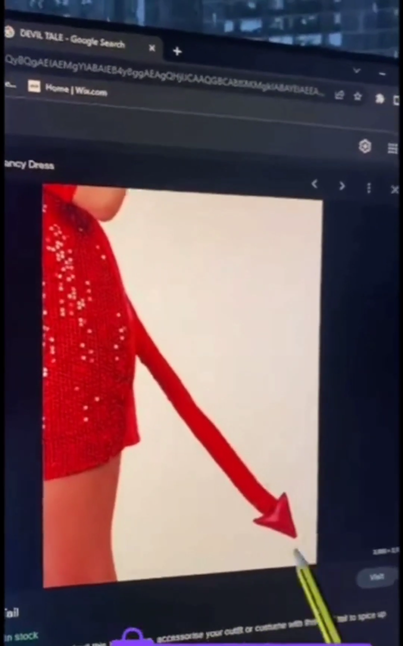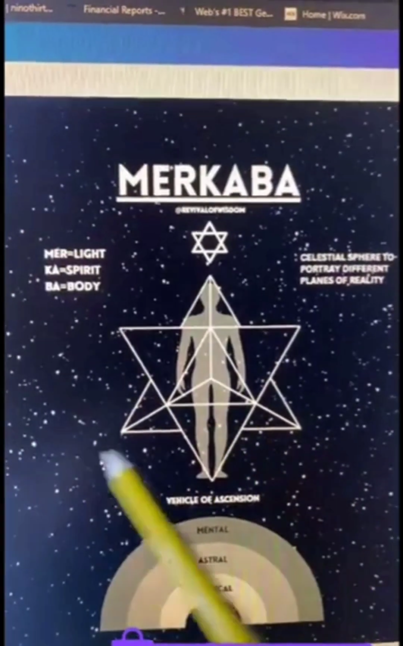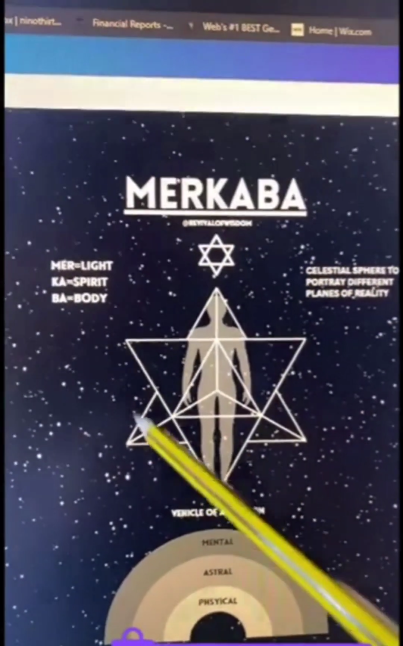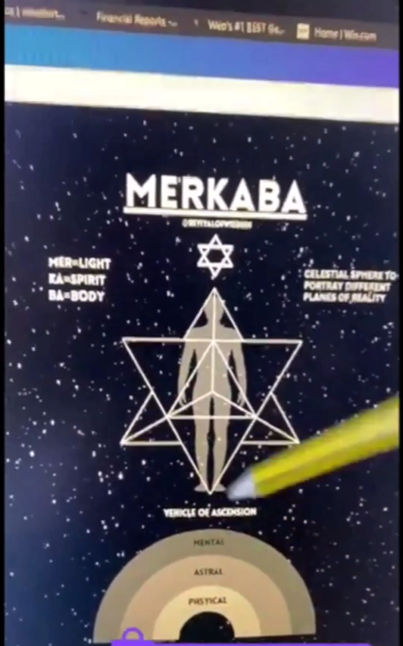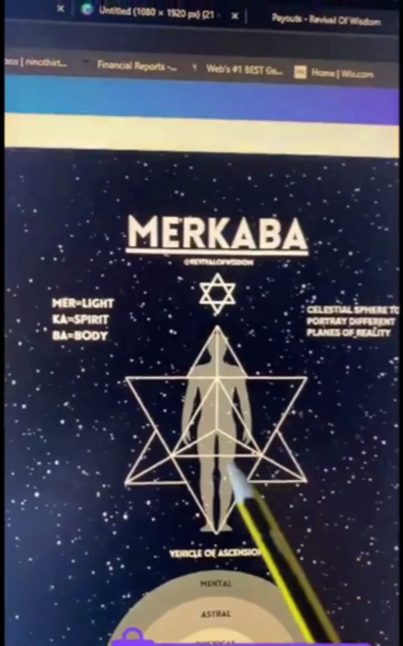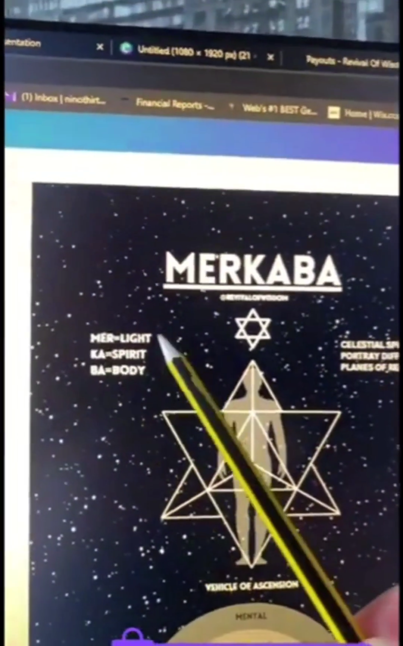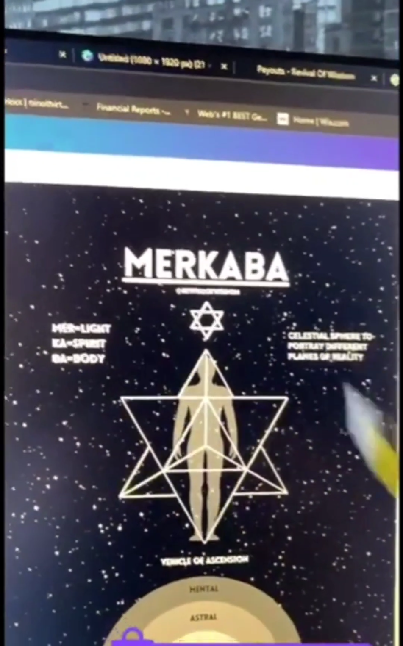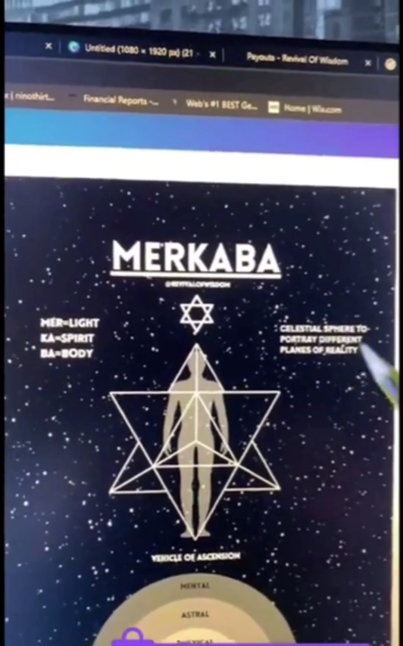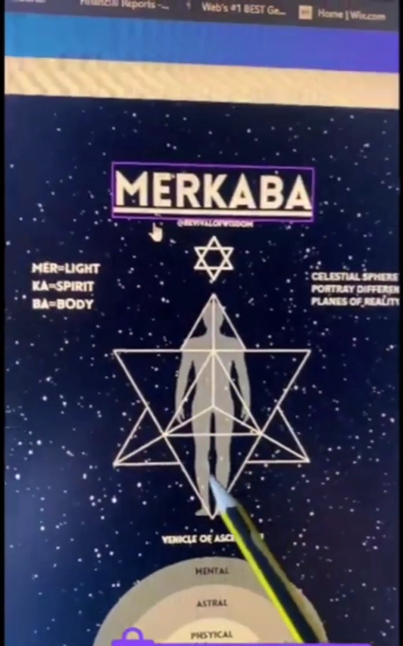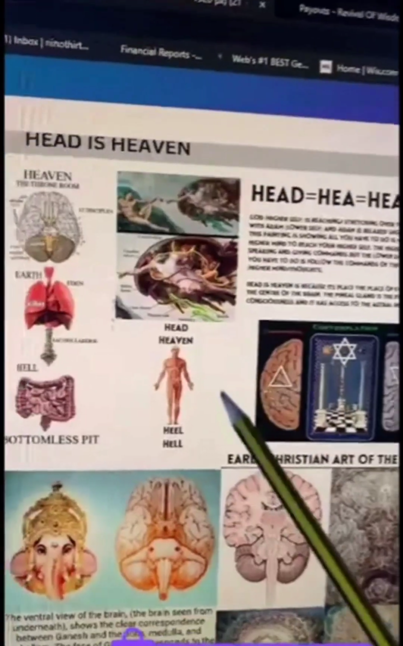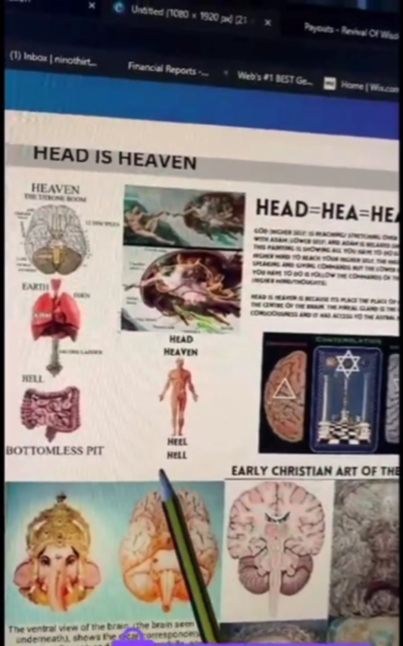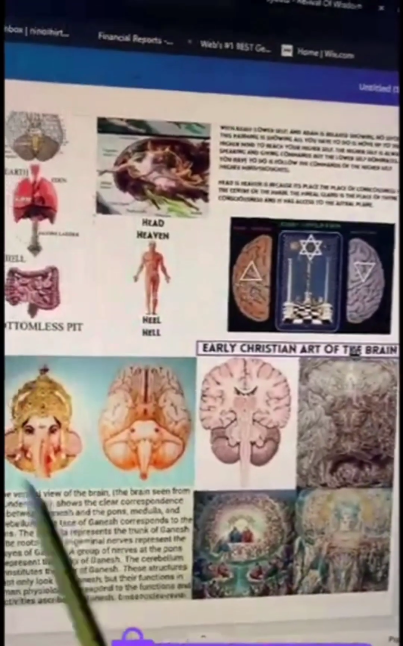The devil's tail is a triangle pointing down because it's a part of your Merkaba, ascension and descension. Devil's tail is the downward triangle. Your Merkaba is your light body. Mer equals light, Ka equals spirit, Ba equals body. Merkaba. It's your celestial sphere to portray different planes of reality. The devil's tail is the descension. Your head is heaven, your heel is hell. God, your consciousness, is in the brain.